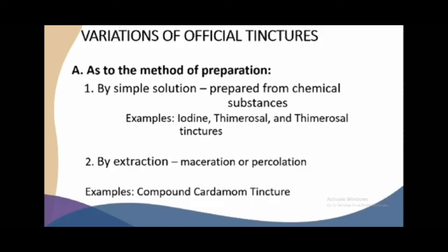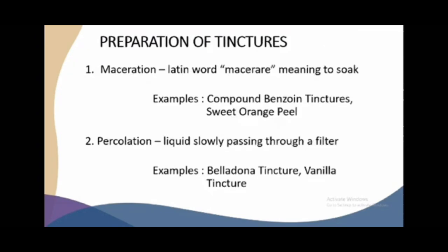The next method of preparation of tinctures is by the process of extraction, which is either by maceration or percolation, which we are going to discuss later. So an example of this is the compound cardamom tincture. We are now going to discuss the two types of preparations in the extraction method. So the first one is the maceration. Maceration comes from the Latin word macicare, meaning to soak.